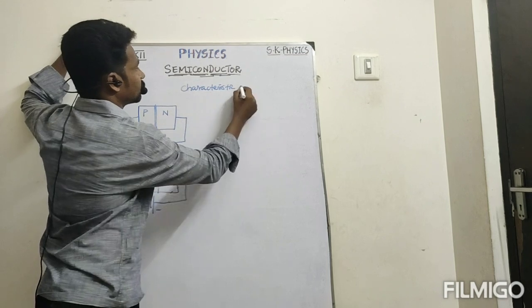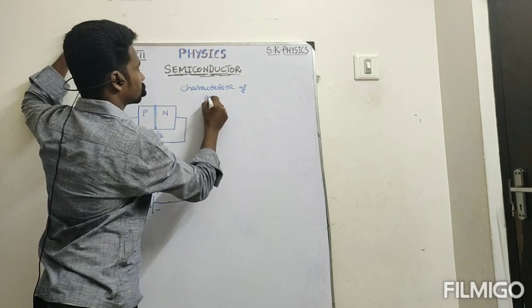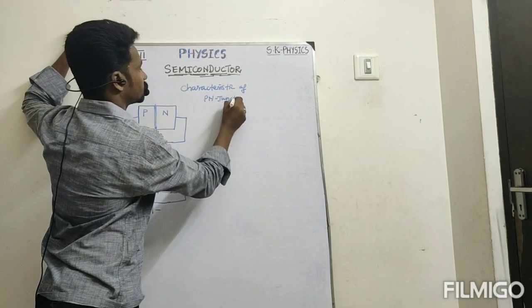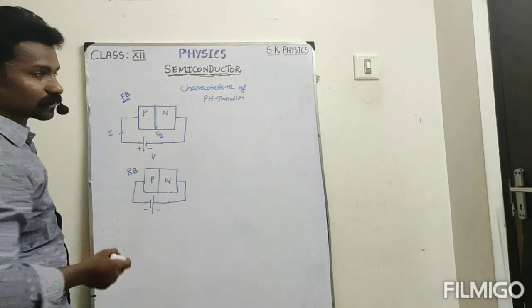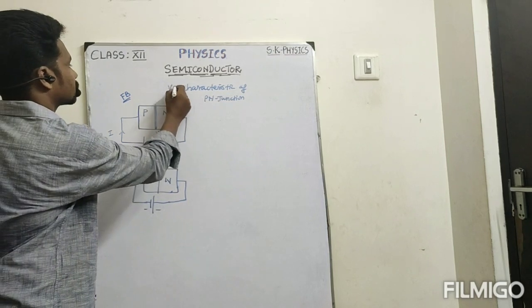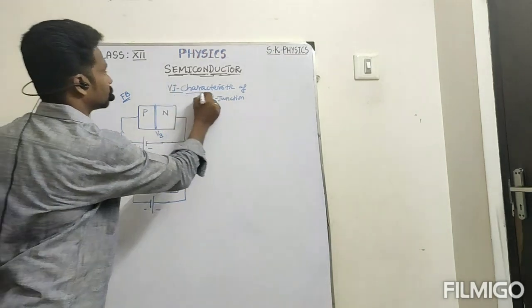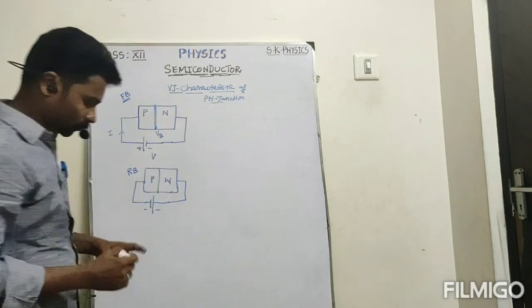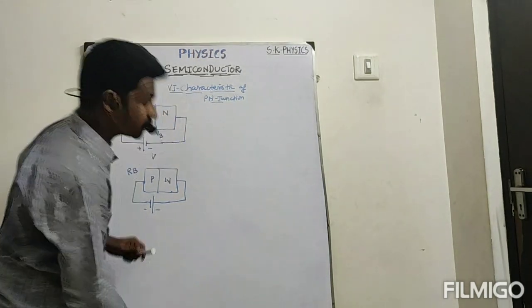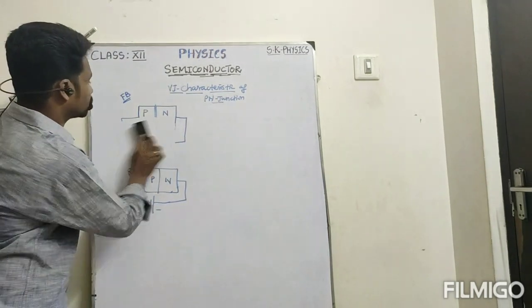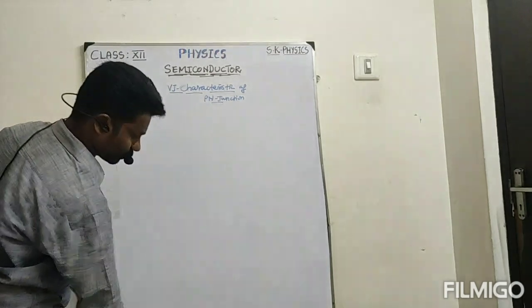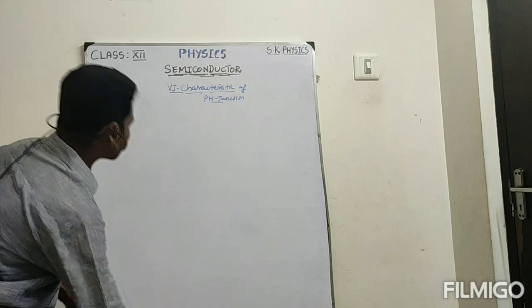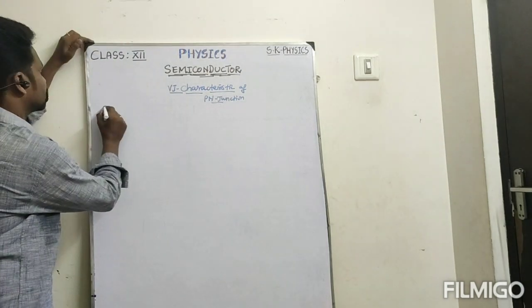So the characteristics of the PN junction, which characterize voltage and current. We call this the VI characteristics of the PN junction. Now this topic only we are going to discuss. Let's see one by one. First, the forward bias characteristics. So please listen.